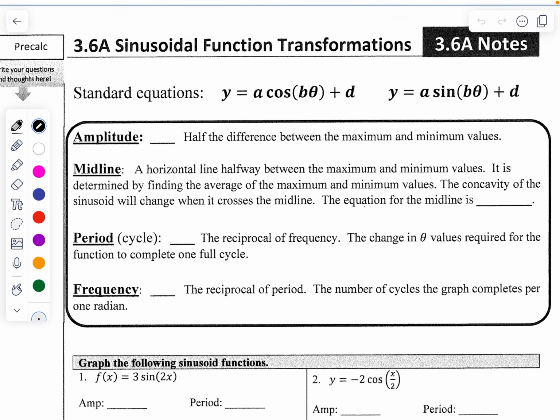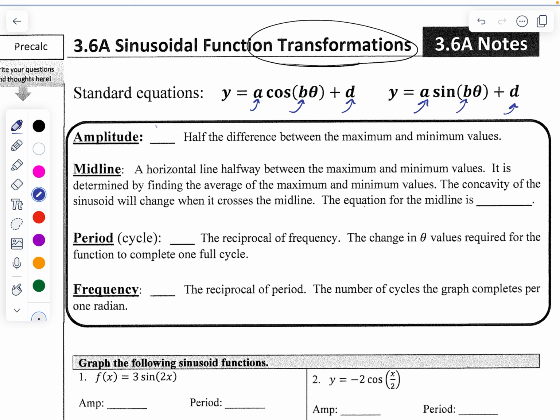Hey everybody, let's talk about sinusoidal function transformation. So remember, sinusoidal functions are some sort of transformation of the sine function. We know we've got a couple of different ways we can show those transformations. Here we're starting to talk about what these types of transformations do to both sine and cosine. So let's get into it.